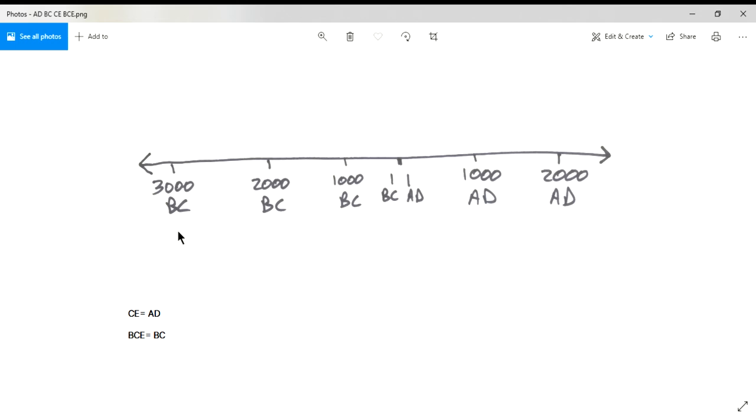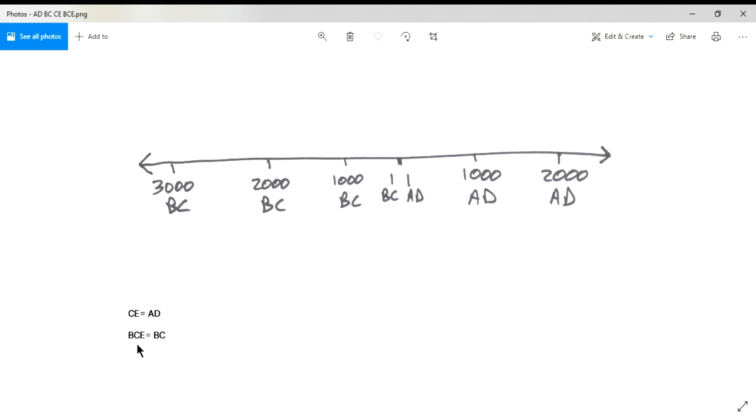Okay, we've just gone over the traditional dating system, AD and BC. Now I want to talk about a system that has gained popularity in recent years, that of CE and BCE. CE stands for Common Era. BCE stands for Before Common Era.